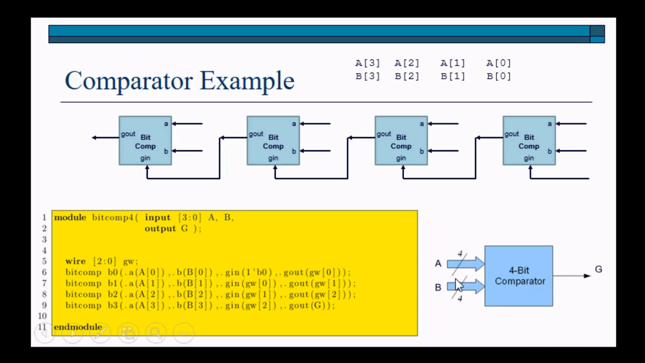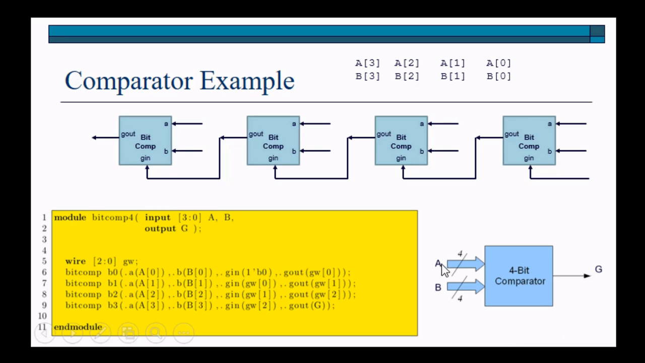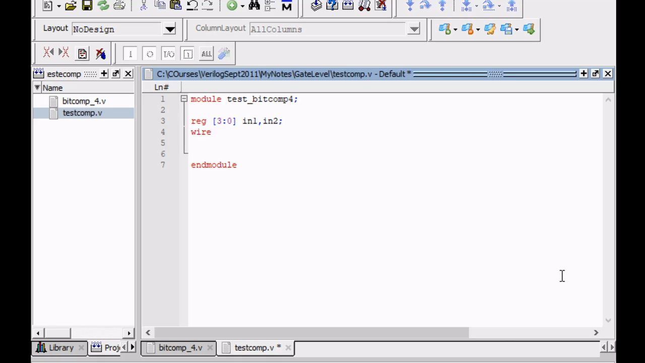Looking at our 4-bit comparator, we've got to provide a 4-bit input for A, another 4-bit input for B. And to do that, we'll create two reg variables of size 4, and let's call them in1 and in2. We'll use in1 to connect to A and in2 to connect to B. And we have a single bit output, which we will use to drive a wire. Let's declare a wire. It's a single bit, and let's call it greater than, as it represents the result of the comparison, indicating if A is greater than B.